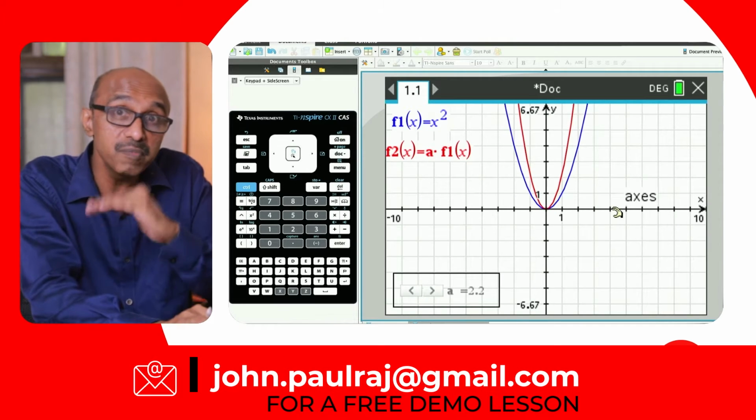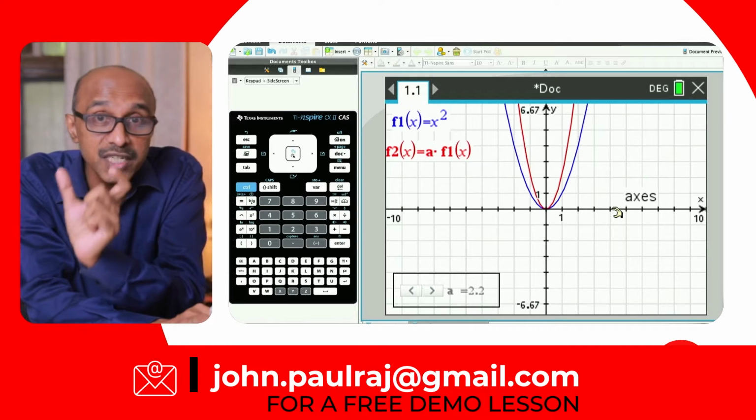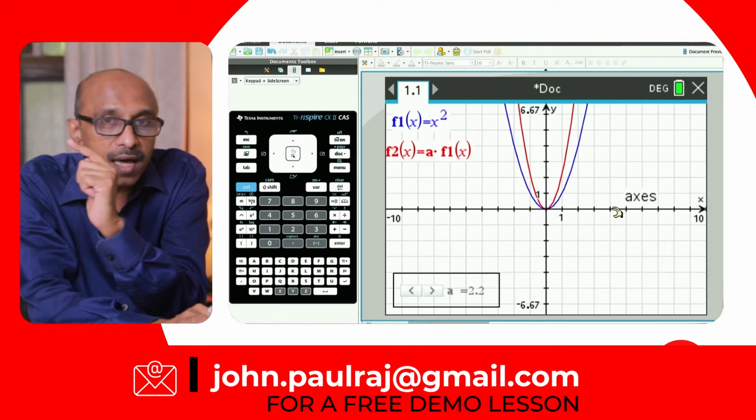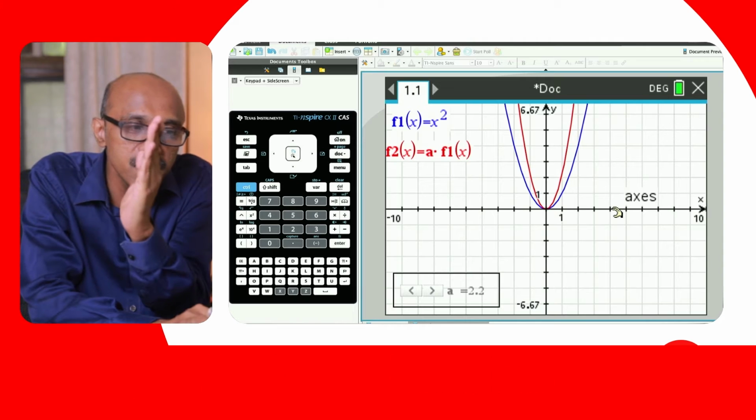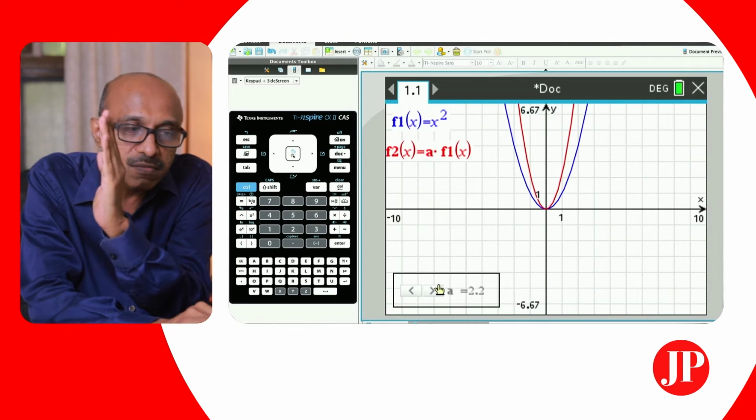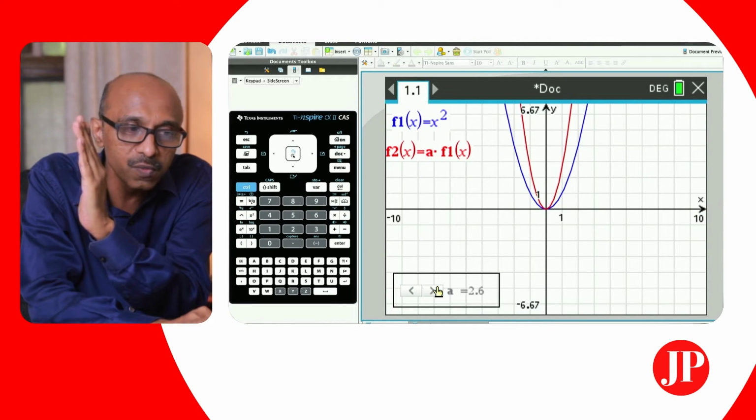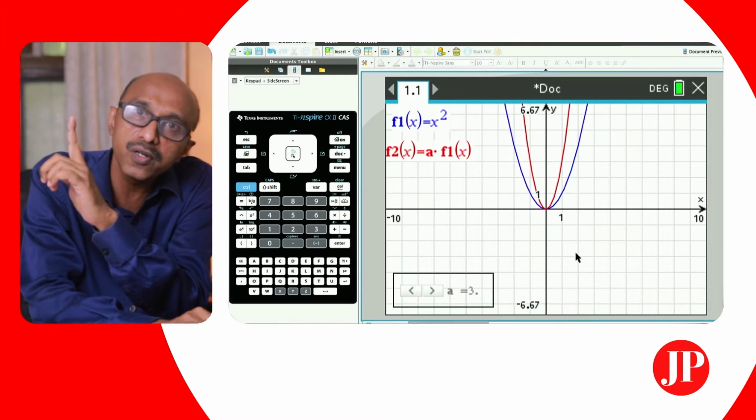This is a dilation from the x-axis. Those words are important. Dilation from the x-axis. And it looks like it's moving closer to the y-axis. Let's watch more. There you go. That is true. It's moving closer and closer to the y-axis.